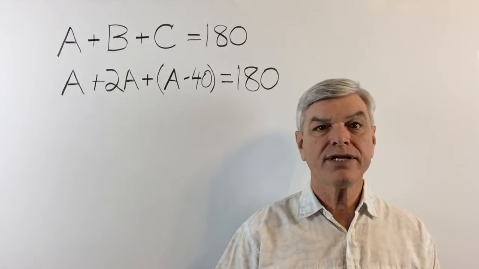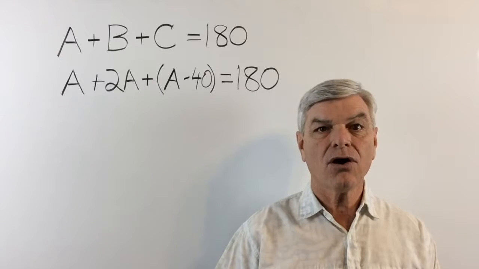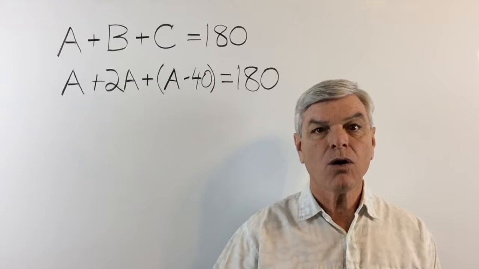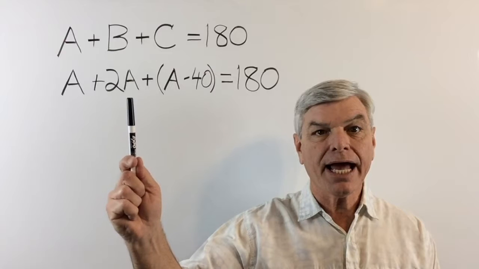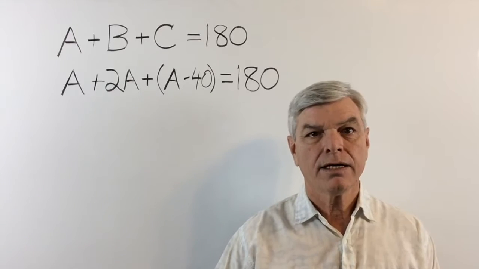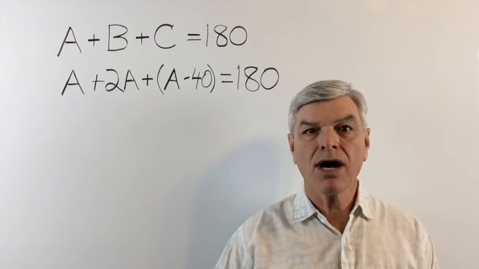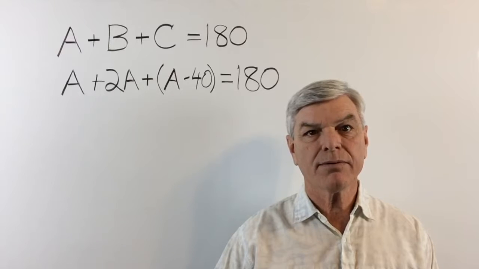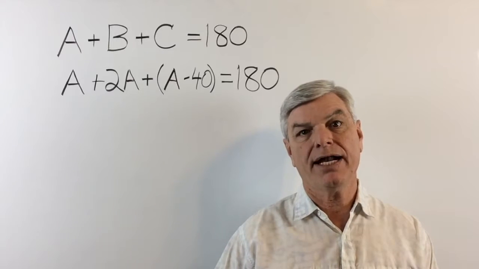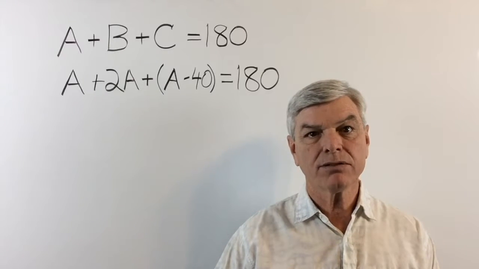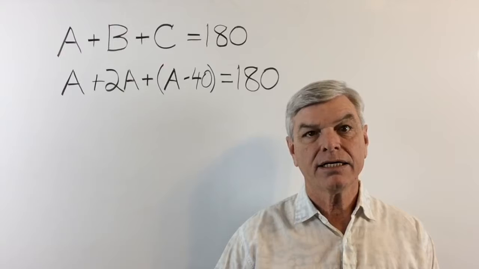But do you see what we've done? We've got this all down to one variable, A. Now we cannot solve a problem with two variables. We always need to get it down to one variable or we cannot solve the problem. Well, we've done that. We have one variable and it's A.